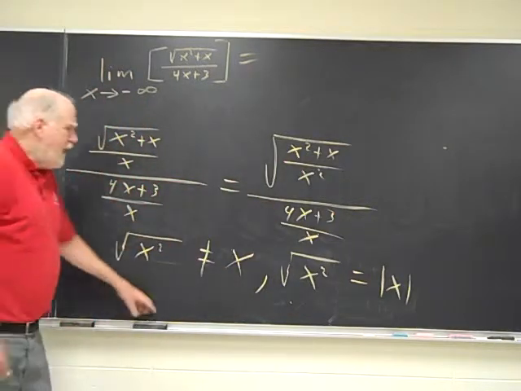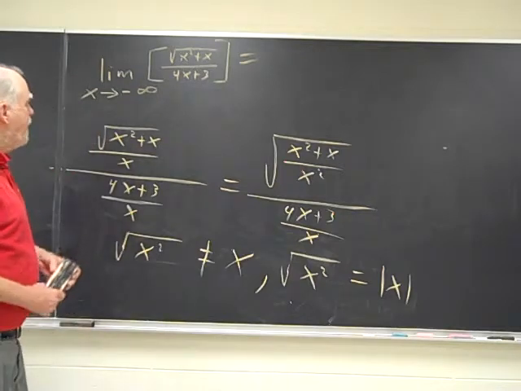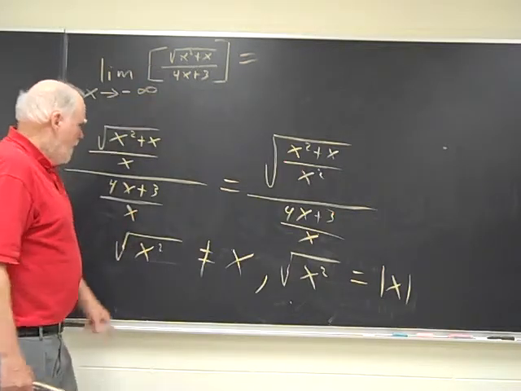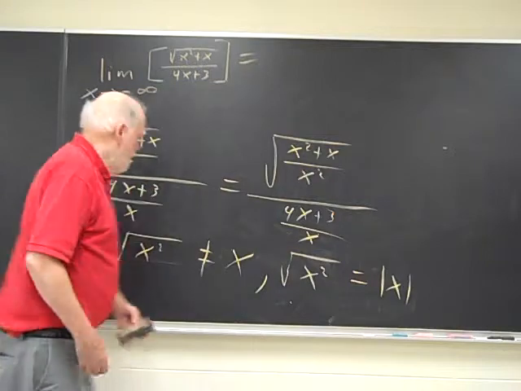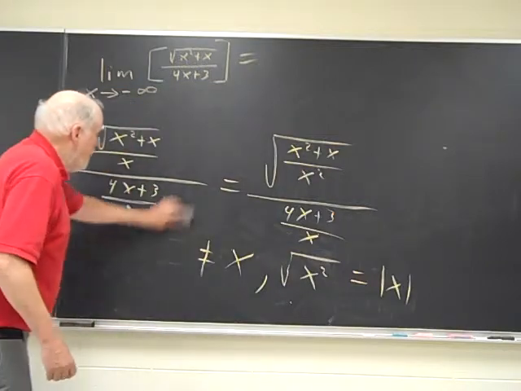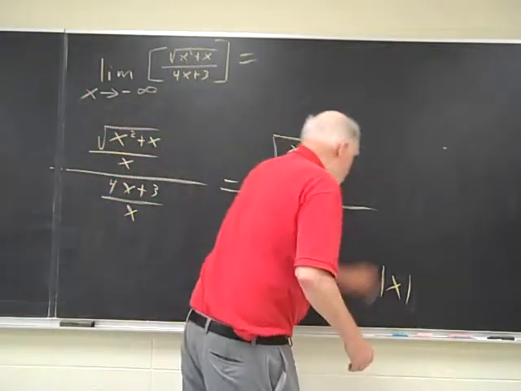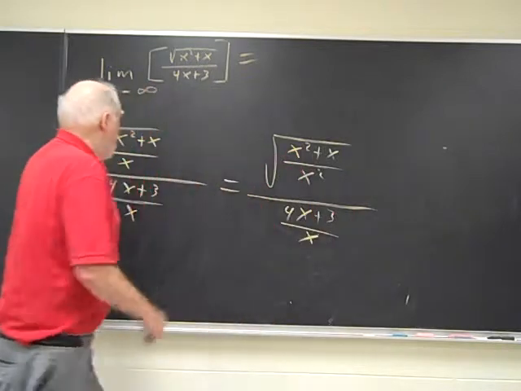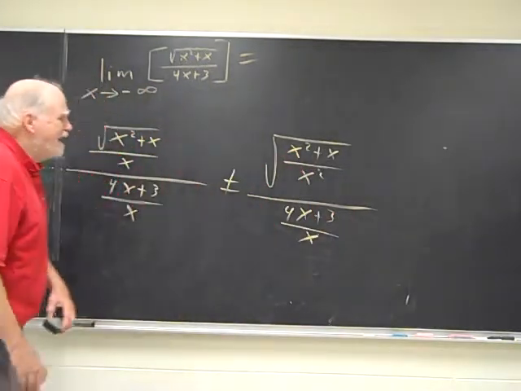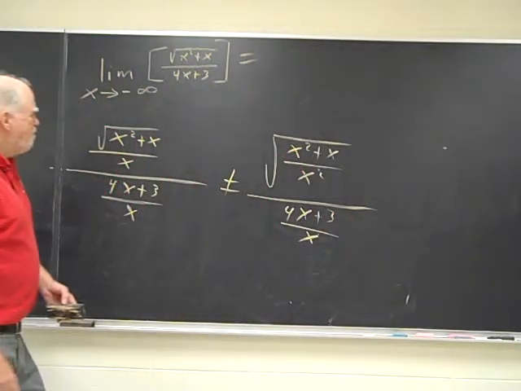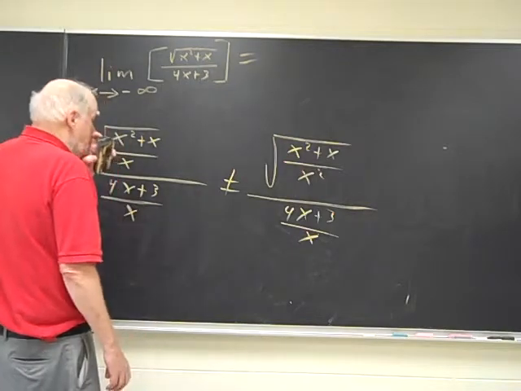So we have to go back and redo it. I'm going to have to divide the top and the bottom by the square root of x squared. That will give me the right answer, because I'm actually doing it right mathematically. Okay, so this doesn't equal this, but let's see what I can do to fix this.